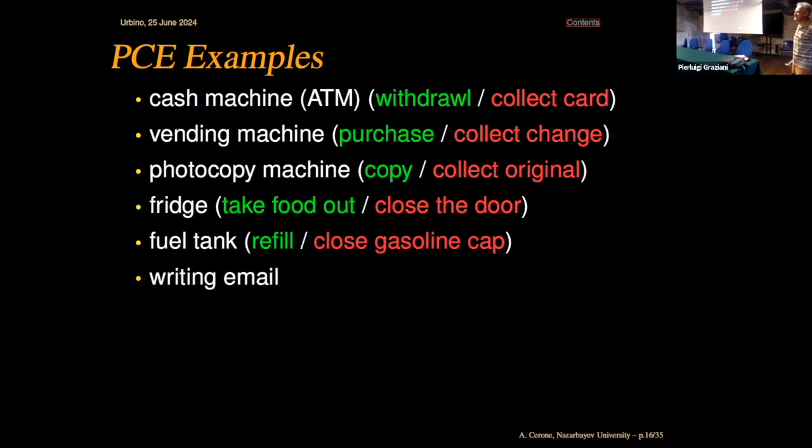Writing email. Well, yes, you forget the attachment because you have in mind to send the email. But also think about this. You write the email, then maybe you save it because you want to re-edit it. But then the fact that you have written the email actually has removed all information, even the information that you have to send it.